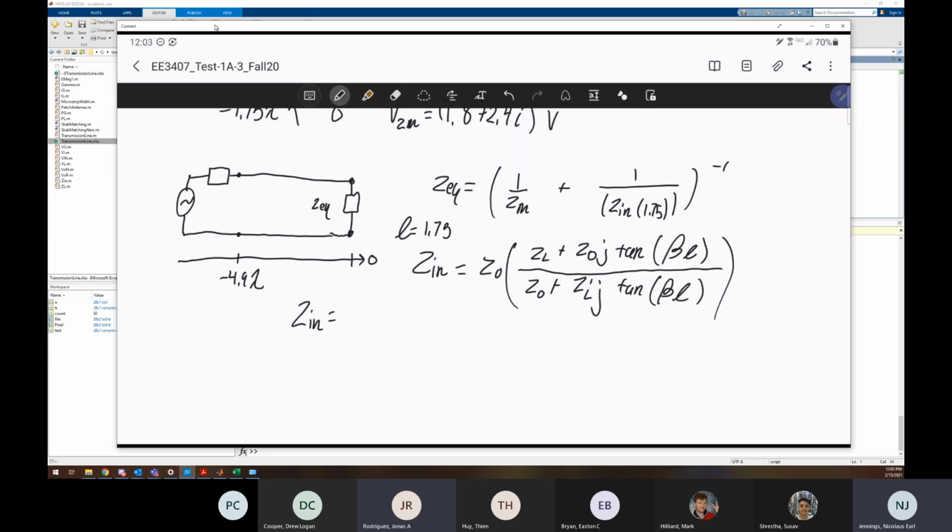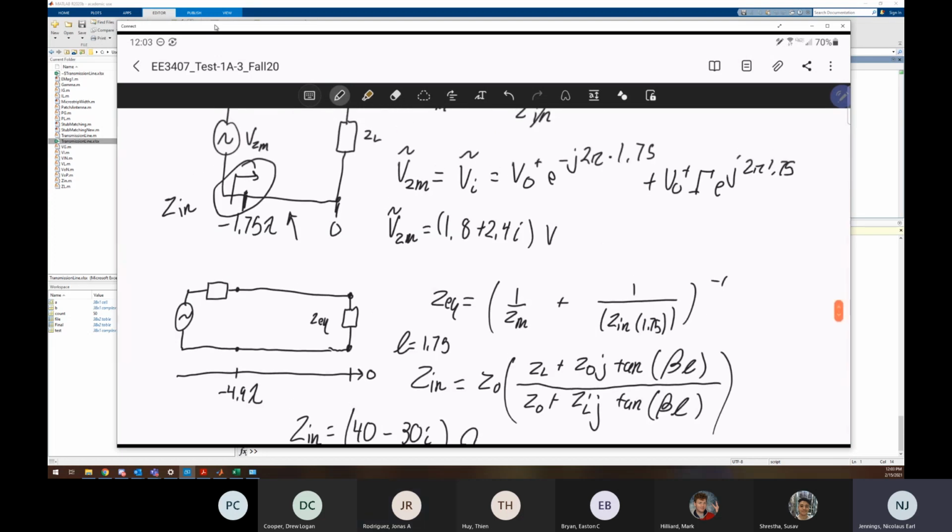That doesn't look right. What'd you get? 40 minus 30j. That's correct. Oh, is it? Okay. Yep. So all it just turned out to be was just a conjugate of ZL. How funny. So this right here is our Zn in the old transmission line right here. So Zn equals 40 minus 30j ohms.